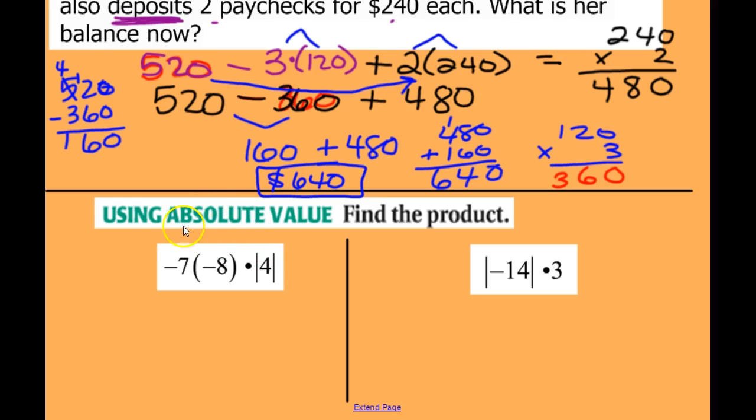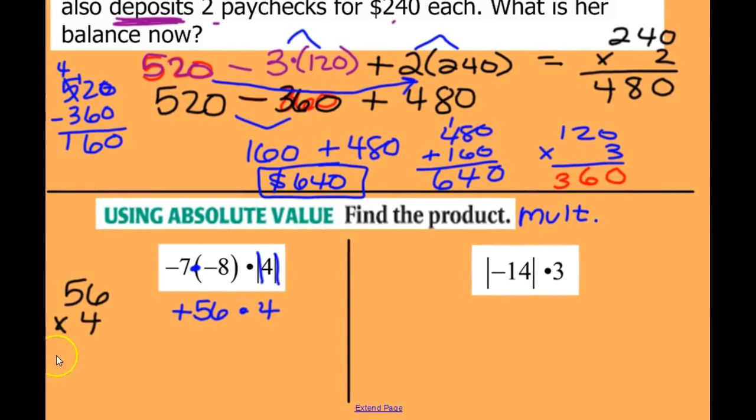Last two. Using absolute value, find the product, which means multiply. So these are touching, we're multiplying. Negative times a negative is going to make a positive. 7 times 8, hopefully you know that one is 56. Times the absolute value of 4, anything that goes in the shower comes out clean. So this is one that you might have to write out, 56 times 4, because it doesn't fit on your multiplication table. 6 times 4 is 24, the first number on top. Then 4 times 5 is 20, and then you're going to add the 2. So you have 20 and 2 more is 22.